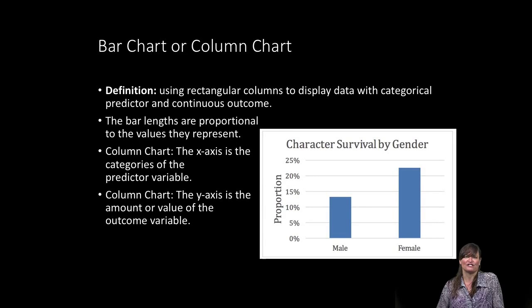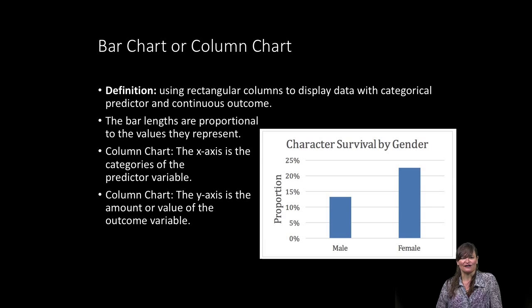If you have a single predictor variable that you've measured categorically and you have a continuous outcome variable, then you might choose to use a bar chart or a column chart. Now, those words are used quite interchangeably. In fact, we usually use bar chart when we mean column chart. These use rectangular columns to display data where you've got that categorical predictor variable and continuous outcome. The bar lengths are proportional to the value that they represent, the amount of the outcome.